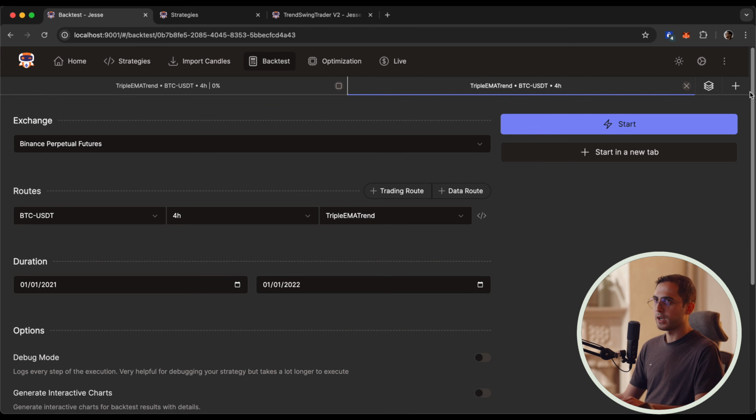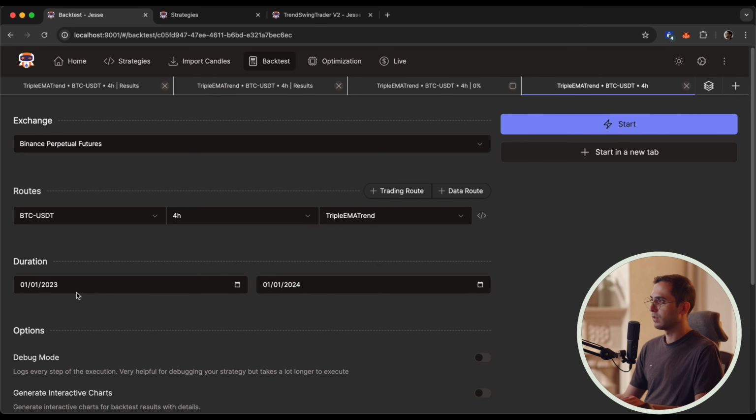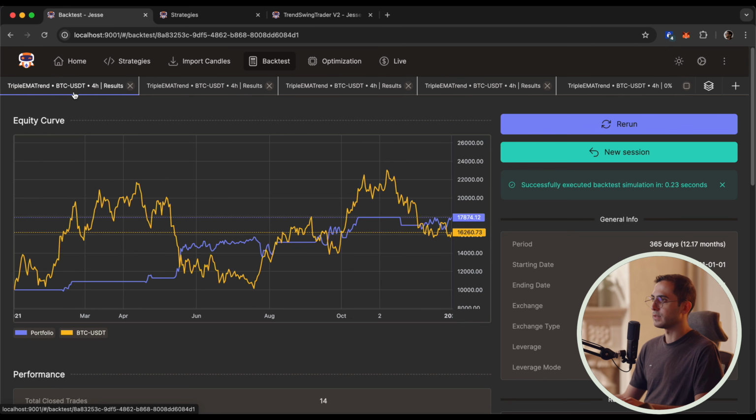And while that is going, I'm going to open another tab and start since 2022 up until 2023, run it, and then another one with 2023 up until 2024, and then 2024 up until 2025, and lastly starting 2025 until this month, which is September. So let's run it and let's take a look.